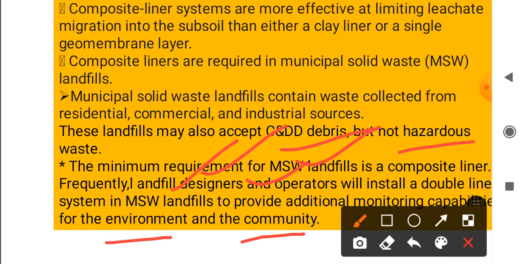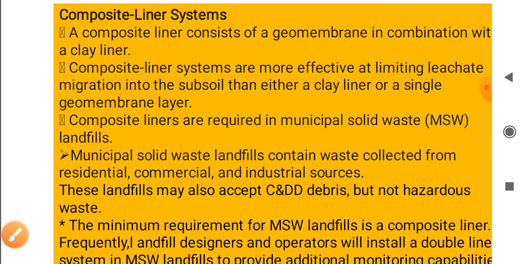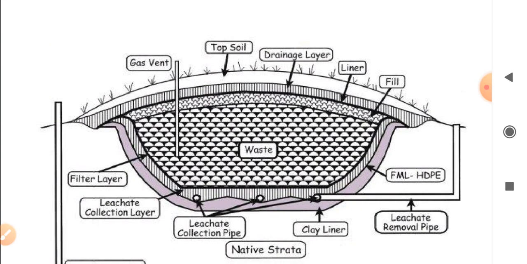In some cases, designers and operators advise installing the double liner system for effective disposal of municipal solid waste by considering additional monitoring capacities regarding environment protection and community protection. They always suggest the double liner system from the point of view of protection of the environment and the community. This is the composite liner system. This is the diagram of the composite liner system.